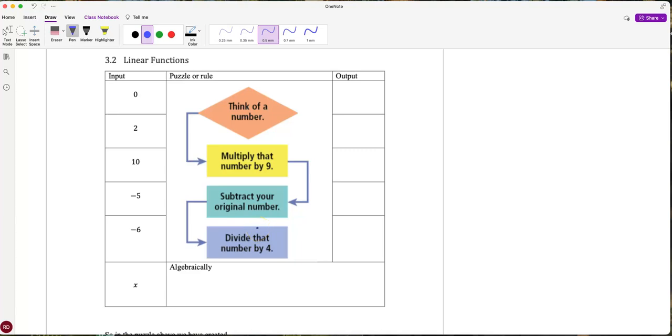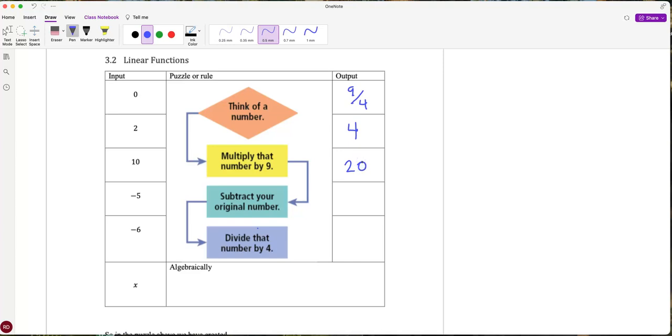Multiply that by 9, I get 0. Subtract 0, and I get 9. Divide that by 4, and I get 9/4. The number 2, multiply that by 9, I get 18. Subtract 2, I get 16. Divide by 4, I get 4. Number 10, multiply that by 9, I get 90. Subtract 10, I get 80. Divide that by 4, I get 20.